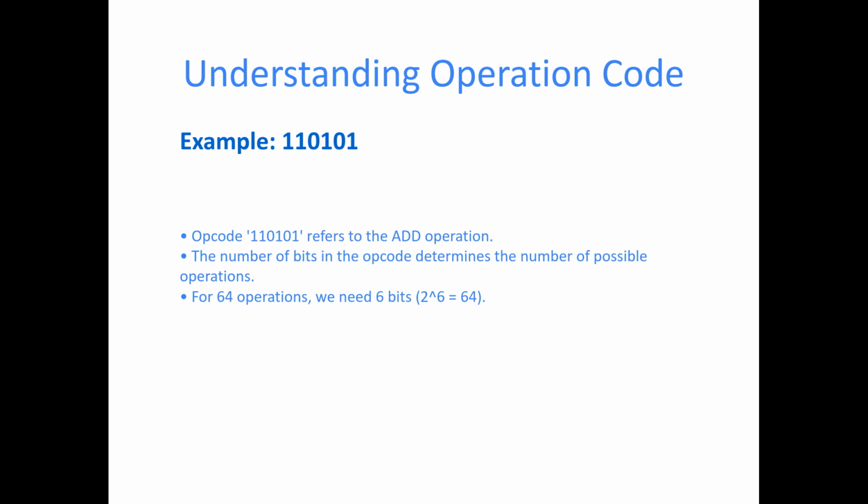The number of bits required for the opcode depends on the total number of operations available on the computer. Here's an important rule. To represent 2 to the power n distinct operations, you need at least n bits. For example, if a computer supports 64 distinct operations, how many bits do we need for the opcode? That's right. Since 2 to the power 6 equals 64, we need 6 bits for the operation code.